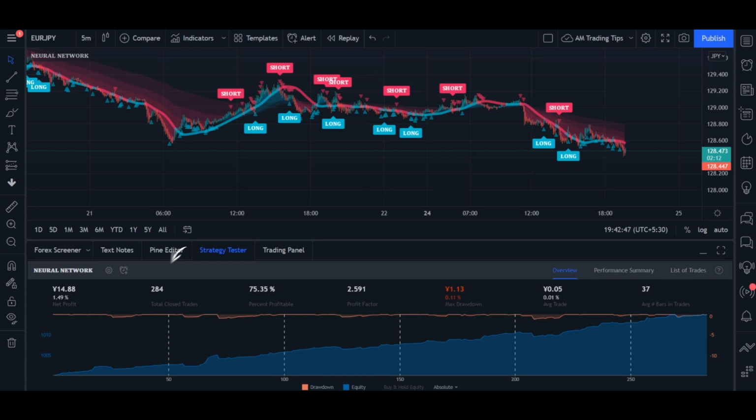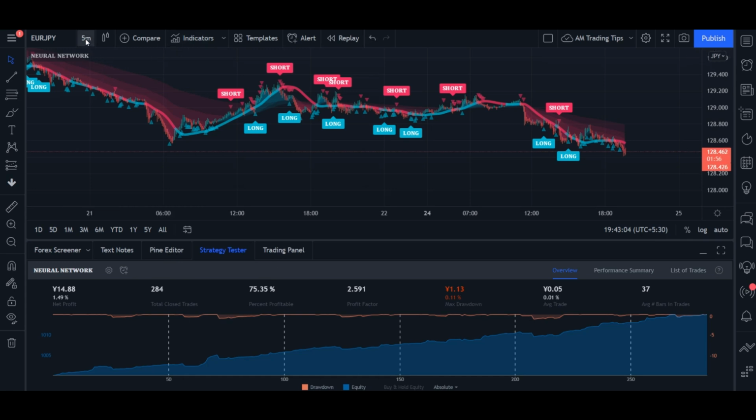Let's start with total closed trades and compare it with the percentage profitable to understand this point. Let's say you made 100 trades. The percentage here shows that you won 75 out of 100 trades, and this means that you lost 25 of these 100 trades, which is the remainder of 100 minus 75.